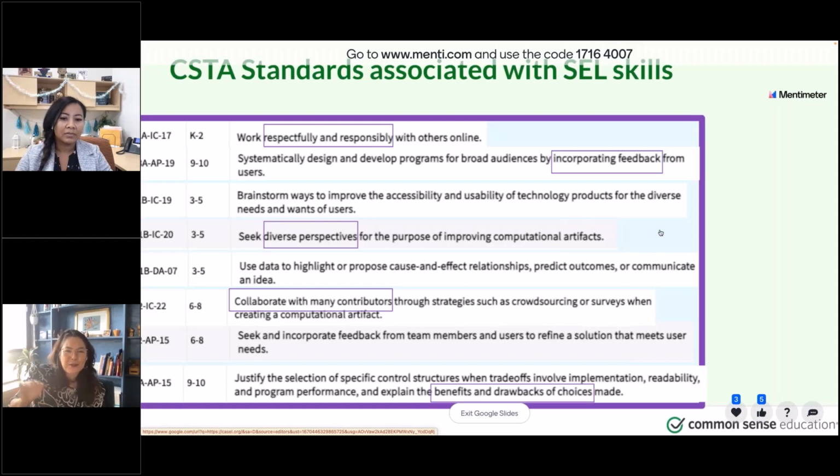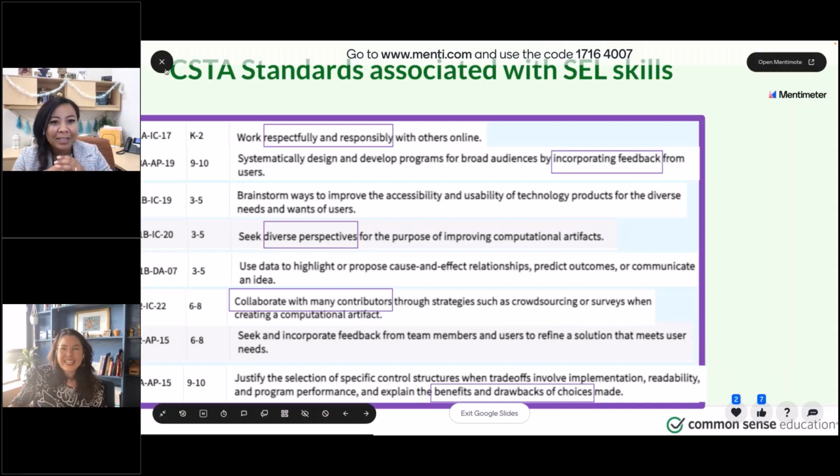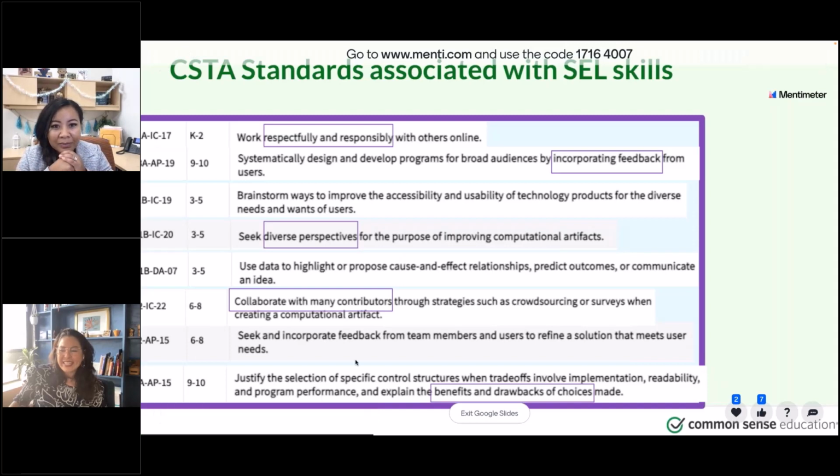Do any of these stand out to you when it comes to SEL and empathy and such? Teresa, do you see anything in here? Definitely being respectful and responsible, the diverse perspectives for sure, incorporating feedback, all of the ones that are highlighted, really collaborating with many contributors, and then the benefits and drawbacks of choices, that whole cause and effect thing. Everything I do has a reaction of some sort. So, let me make sure I'm on the right track, especially when it comes to SEL.